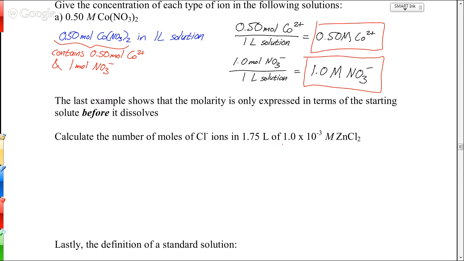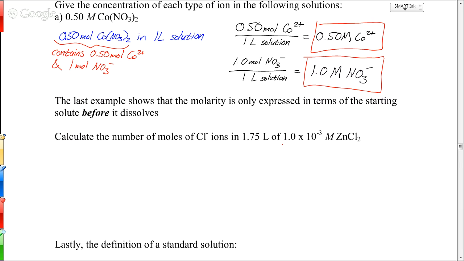Before we get to that, what is the concentration of just chloride ions? If the concentration of the zinc chloride compound is 1 times 10 to the minus 3, what's the concentration of just the chloride ions? Is it the same? It's not the same.